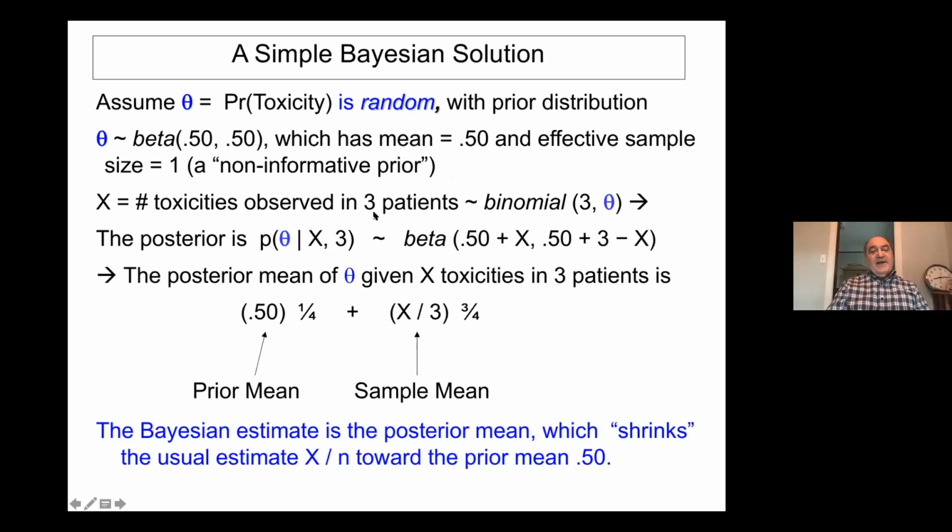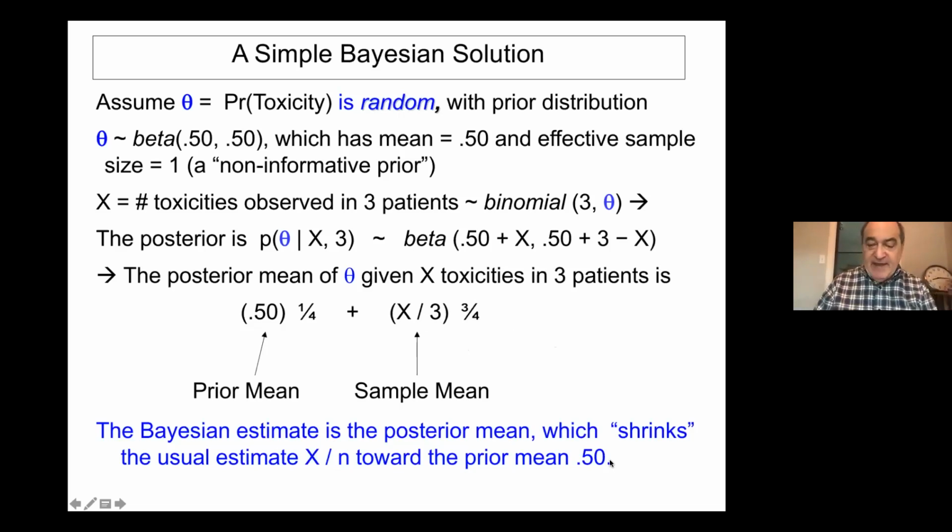If we turn the crank and apply Bayes' theorem, the beta has this very nice property that with the binomial distribution, where you're counting toxicities or counting something, the posterior is also beta, it's conjugate. And all you're really doing is adding the number of responses to 0.5 and adding the number of non-responses to 0.5 for the second parameter. If you go through the process of computing the posterior mean of that beta, you get this weighted average. It's 0.5, which is the prior mean, weighted by 1/4, and it's the usual sample mean weighted by 3/4. What this does is shrink, or pull, the usual estimate x over n toward the prior mean 0.5.